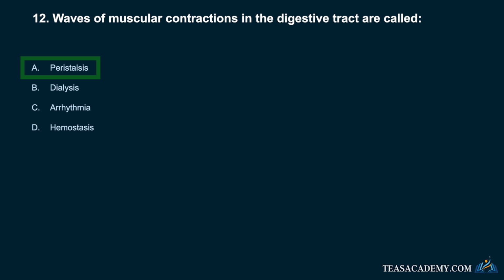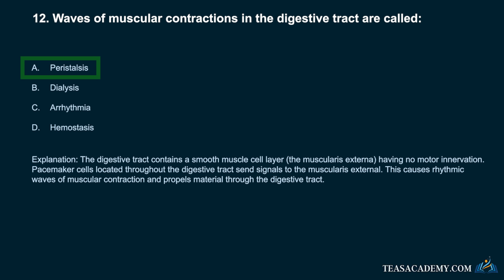Correct answer, A. Peristalsis. The digestive tract contains a smooth muscle cell layer, the muscularis externa, having no motor innervation. Pacemaker cells located throughout the digestive tract send signals to the muscularis externa. This causes rhythmic waves of muscular contraction and propels material through the digestive tract.